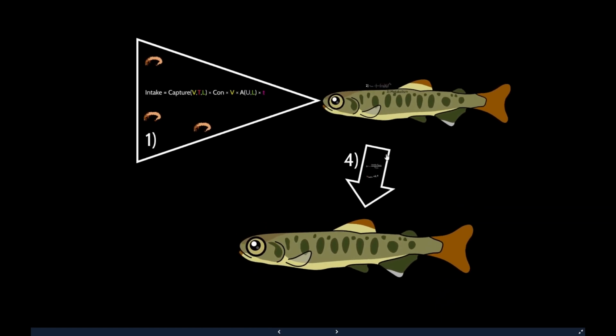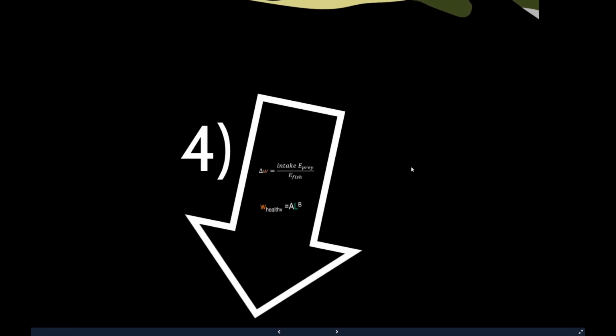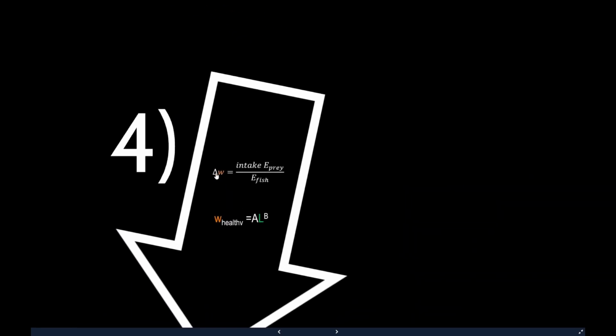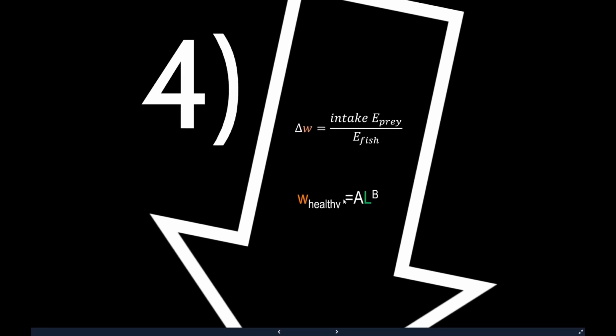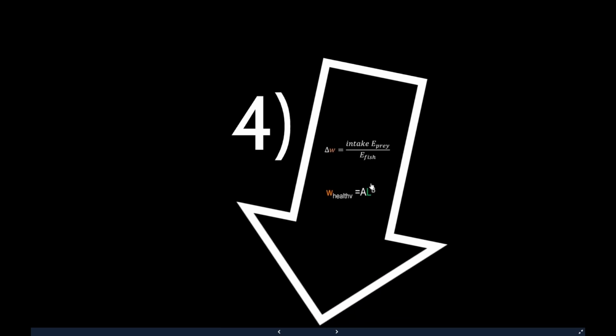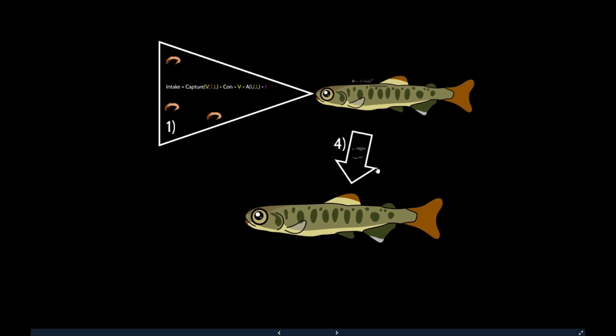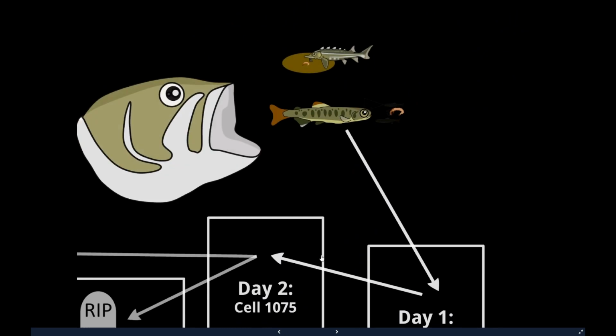It then goes into the metabolic rate, as we discussed before, so I won't go back more into that. But once the metabolic rate and the energy intake is taken into account, you get the change in weight, which is effectively the intake prey divided by the energy expenditure of the fish. And if the fish is at a healthy weight, it'll then gain some length, which is defined by this healthy weight function and a relationship between length and a healthy weight, which is parameterized inside the model. And so then the fish will grow.